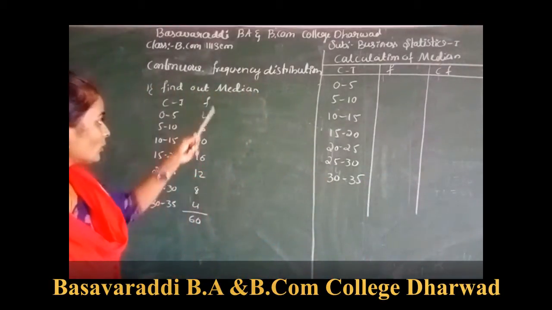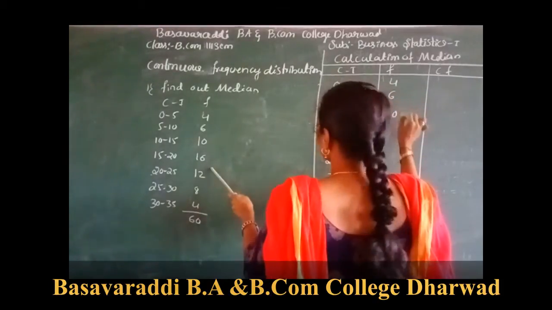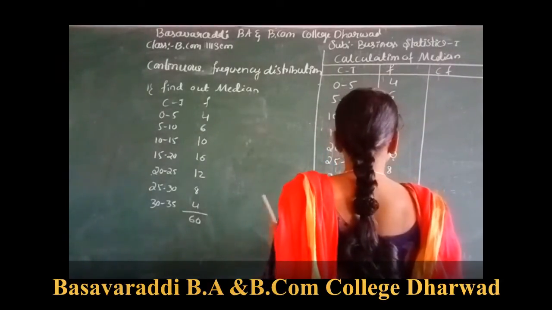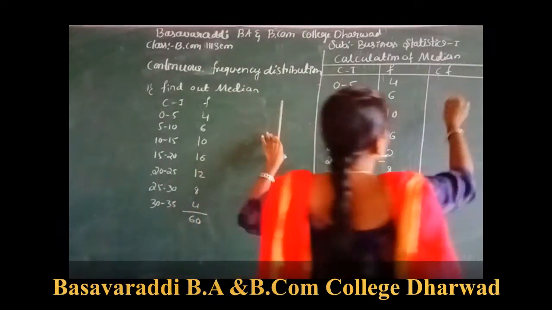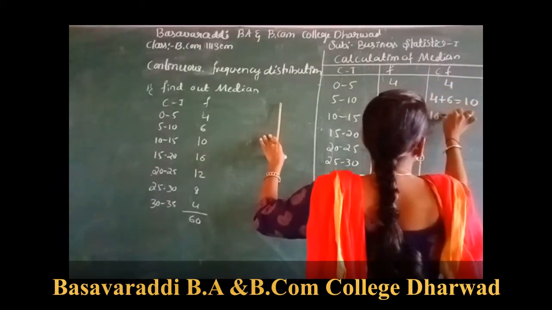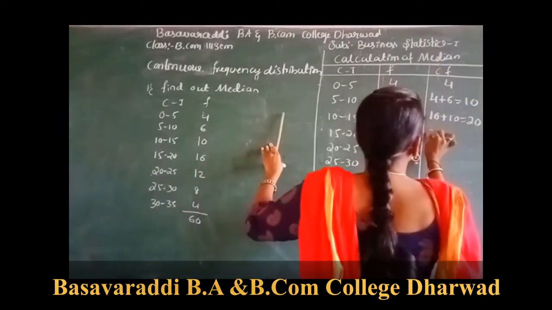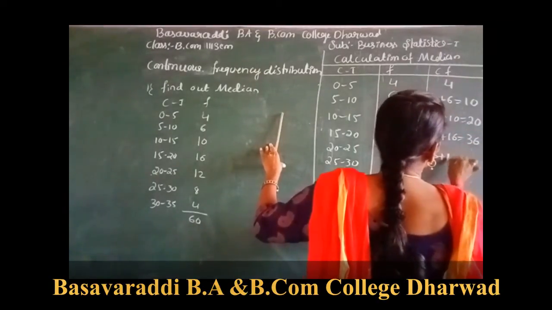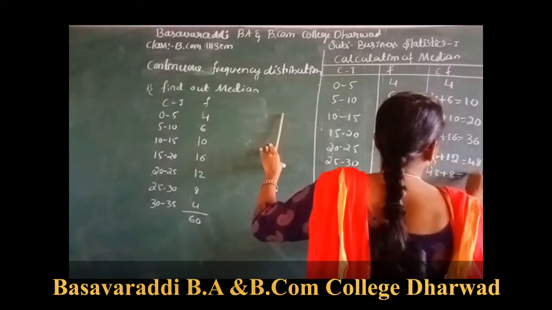Okay. Write down all the frequencies: 4, 6, 10, 16, 12, 8, 4. Total is 60. Okay. Next, find out cumulative frequency. 4, 4 plus 6, 10. 10 plus 10, 20. 20 plus 16, 36. 36 plus 12, 48. 48 plus 8, 52.